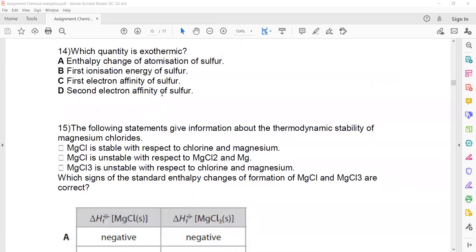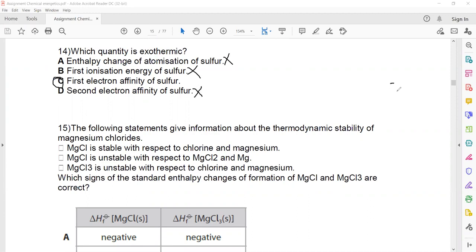In question 14, which quantity is exothermic? Enthalpy change of atomization: to atomize, you have to supply energy. First ionization: to remove the electron, you have to supply energy. First electron affinity: when an electron is added to a neutral gaseous atom, energy is released. So this is exothermic. So C is the answer.